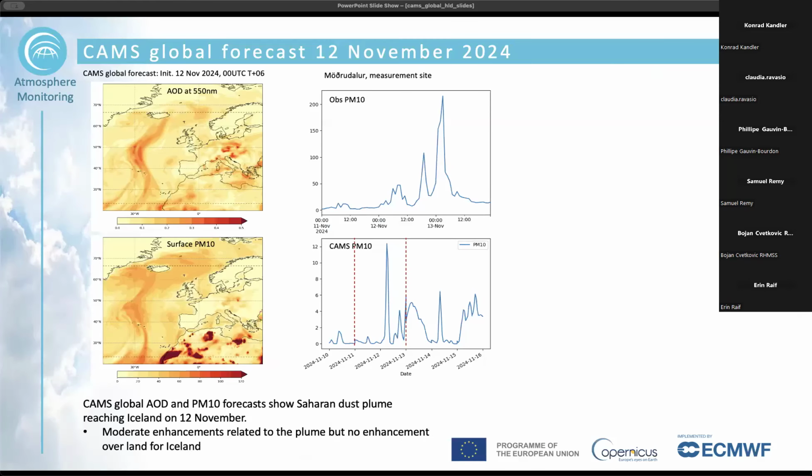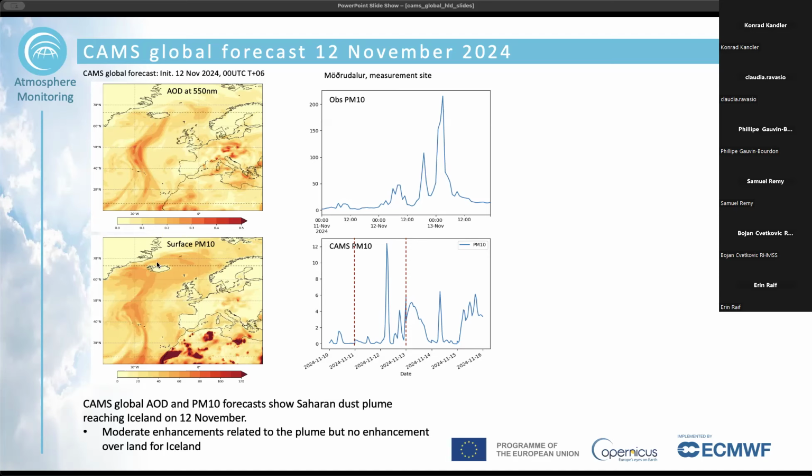I started off looking at similar things to what Bojan just showed, so looking at the surface PM10. On the left-hand side, I'm showing the total AOD, and this is the forecast from the 12th of November, and the output's valid at 0600 UTC. We can see this plume in AOD. It's not particularly strong, reaching Iceland. The max AOD values here are at 0.5, so like I said, not particularly strong.